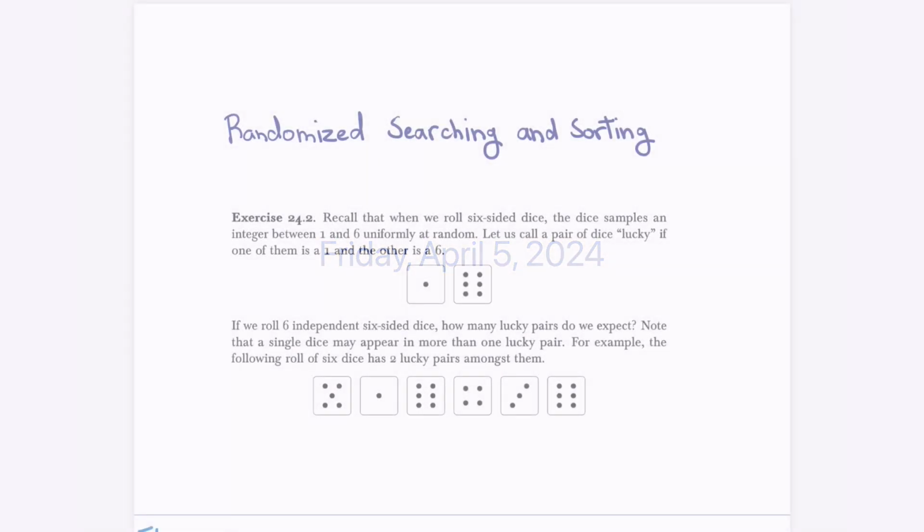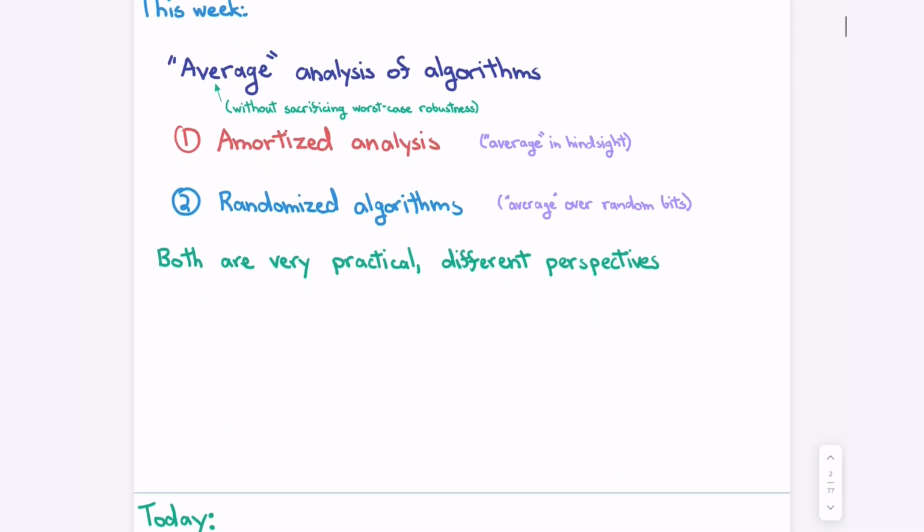So let me remind us what we started last time. We were talking about randomized algorithms. This is again the second part of this two-part theme on quote-unquote average case analysis of algorithms. One sense of the word is amortized, average always in hindsight. The other is average over random decisions made by the algorithm. And a really strong distinction again is that we are not averaging over inputs. Still worst case inputs, robust algorithms. We're not letting any of that go.